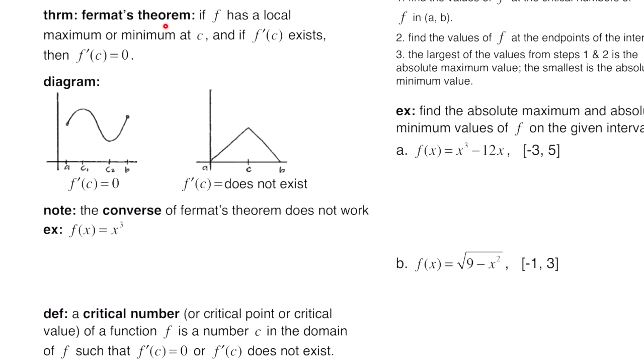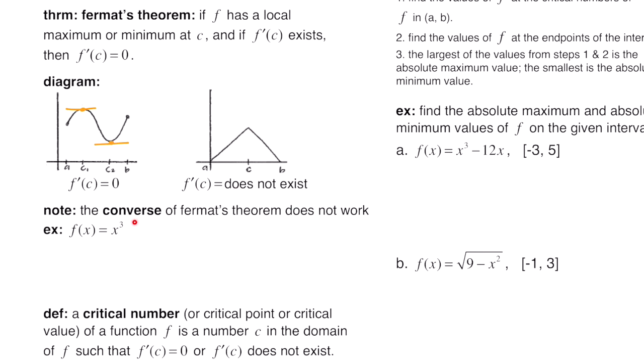Here we have Fermat's theorem, it says if f has a local maximum or minimum at c, and if f'(c) exists, then the conclusion of Fermat's theorem says f'(c) = 0. For this first diagram, we have a local max at this first c value, we have a local min at this c value, and for both those c values, your slope is equal to 0. So Fermat's theorem holds true. For this diagram, we have a maximum value right here at c, but f'(c) doesn't exist. You can't take a derivative at a corner, so therefore f'(c) doesn't exist.